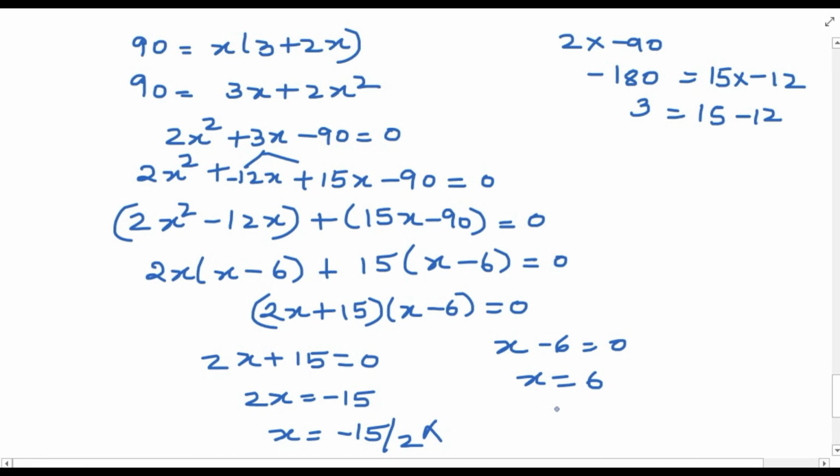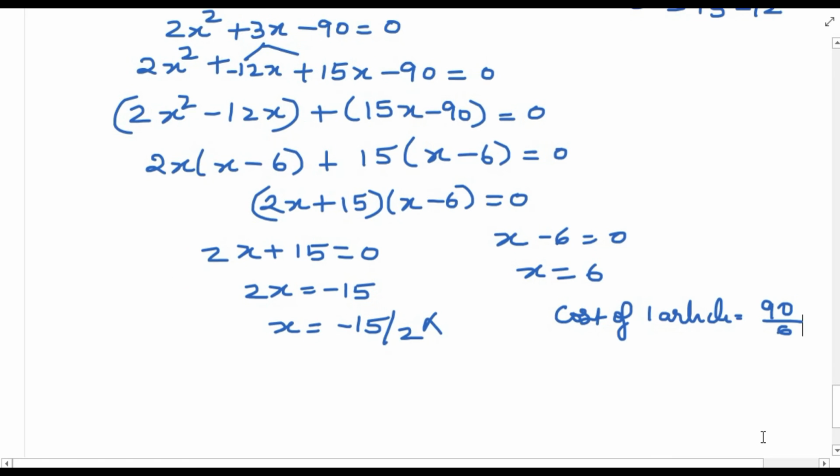Two questions have been asked. One is find the number of articles produced, and the second one is find the cost of each article. So the cost of each article will be 90 divided by 6, which is equal to 15. So the total number of articles is 6 and the cost of each article is 15 rupees. 90 divided by 6 is 15 rupees.